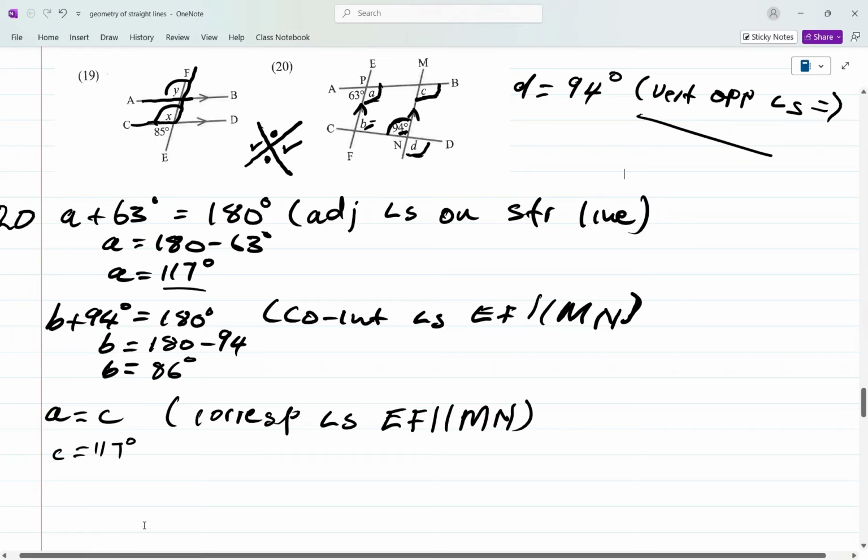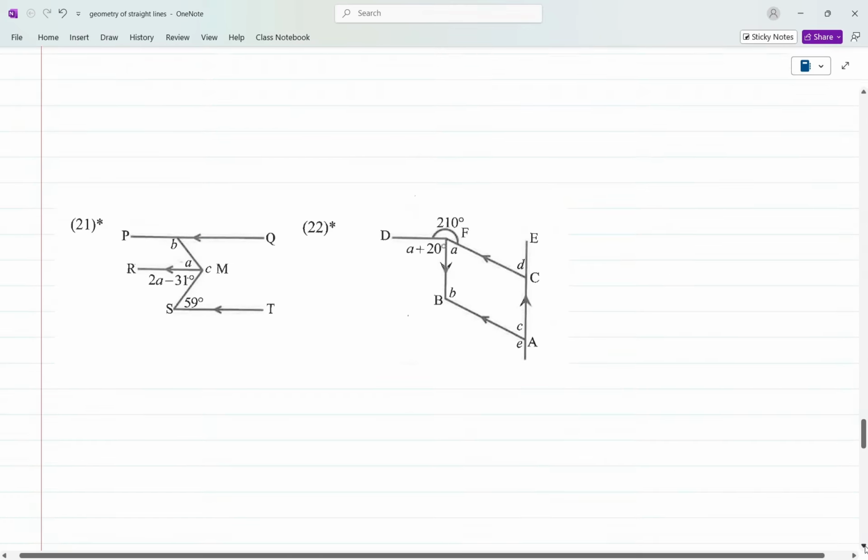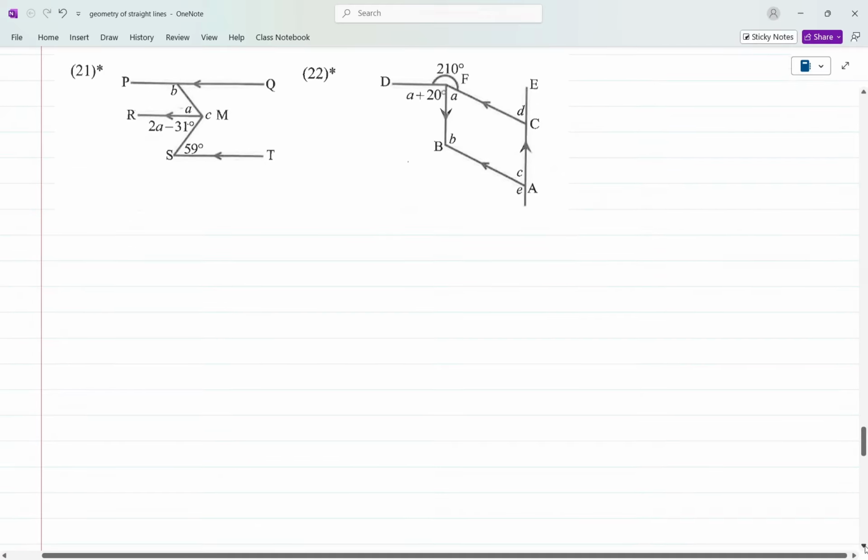And then we move on to the next one, which is going to be 21 and 22. Oh yeah, I've been waiting for this one.